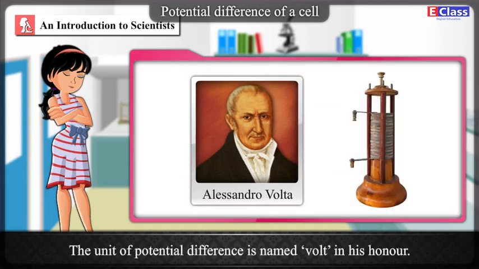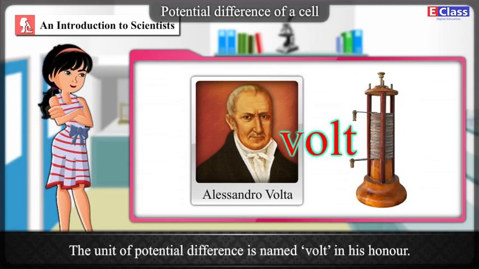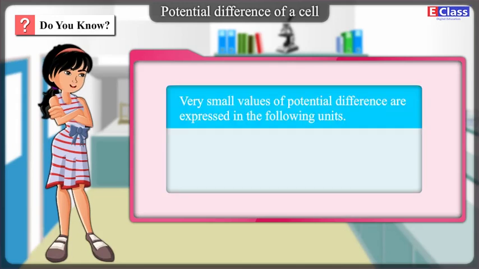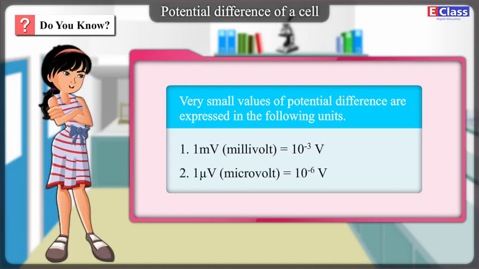The unit of potential difference is named volt in his honor. Do you know? Very small values of potential difference are expressed in the following units. 1. 1 mV, millivolt, is equal to 10 raised to minus 3 V. 2. 1 μV, microvolt, is equal to 10 raised to minus 6 V.